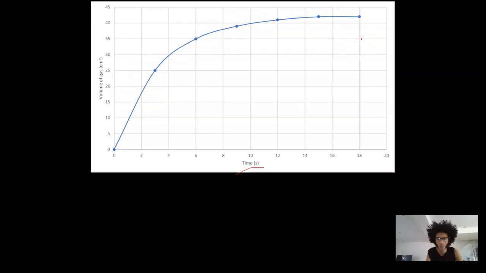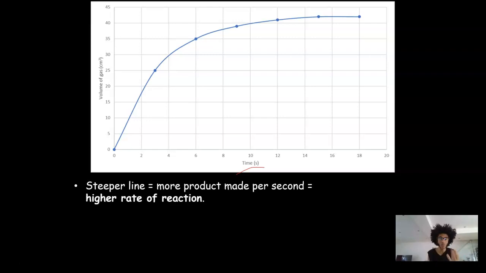So there's a couple of things you have to know about graphs like this. The first thing is, the steeper the line, the more product is made per second. And if you're making more product per second, it means you've got a higher rate. So if we look at this particular graph, you can see at the beginning the line is really steep in comparison to the rest. So that means that here the rate is very fast. But then, as you can see, as it goes on, it becomes less steep. At this point, it's far less steep than it was at the start. So here you would say that the rate is actually quite slow. It's got a low rate of reaction, if you want to use that kind of language.